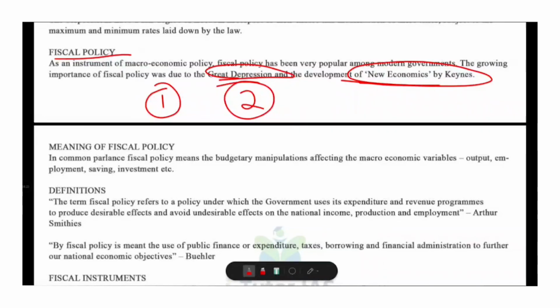So Keynes' idea became the foundation of modern fiscal policy. And why is this fiscal policy popular today? Because it helps the government to create jobs, control inflation, achieve economic growth, reduce poverty, stabilize the economy, reduce inequality, and promote development. So that's why almost every modern government actively uses fiscal policy.